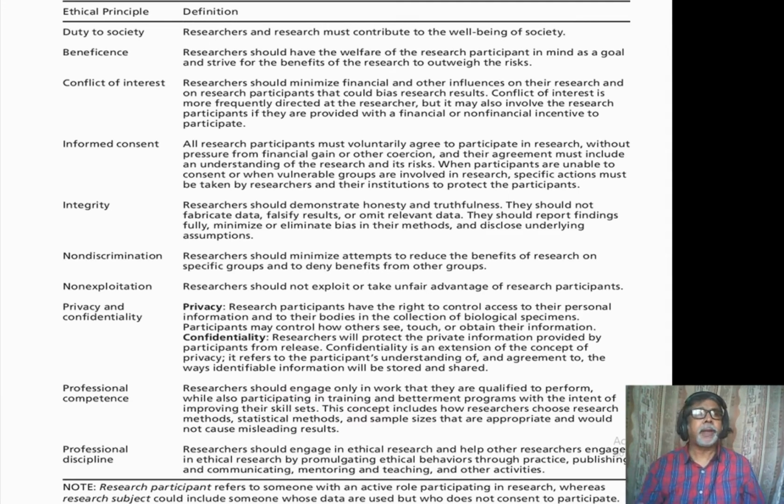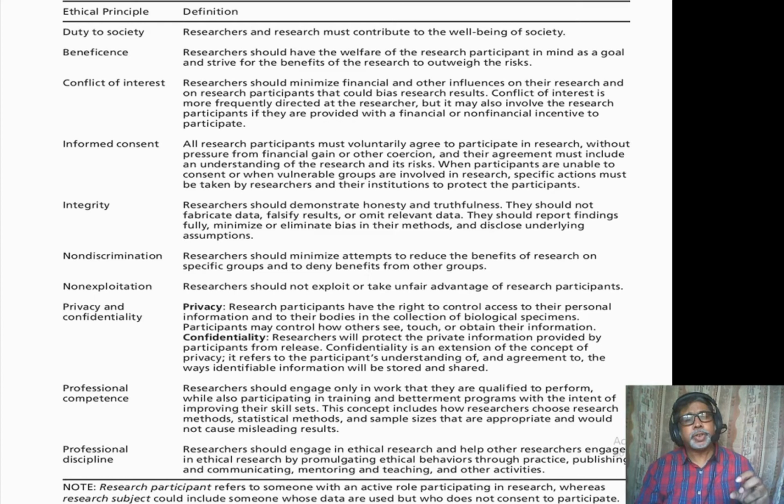Then the question of privacy and confidentiality. The research participant may not agree to disclose their identity. In that case, the privacy of the research participant is needed to be protected. So research participants have the right to control access to their personal information and to their bodies in the collection of biological specimens. Participants may control how others see, touch, or obtain the information.